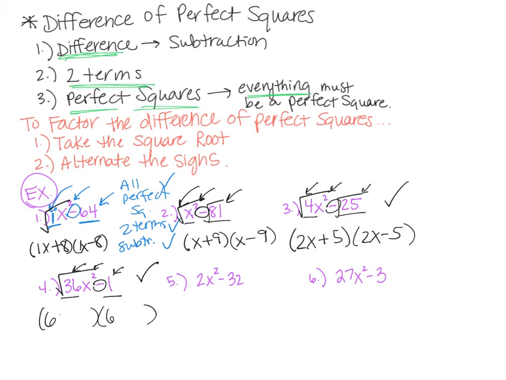The square root of x squared is x. The square root of 1 is 1. One gets plus, one gets minus. I look at the next one.